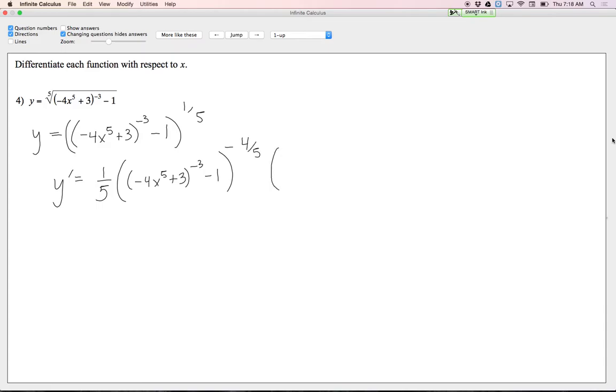Then you do the derivative of the inside, which will be using power rule of the inside with chain rule. So you got to do the outside power here first. Okay? So that'll be negative 3 times negative 4x to the 5th plus 3 to the what? Negative 4. Negative 4 times the derivative of the inside, which would be this. Negative 20x to the what? 4th. And then times the derivative of negative 1, which is just a constant, so the derivative of that's 0. Correct? Yes.